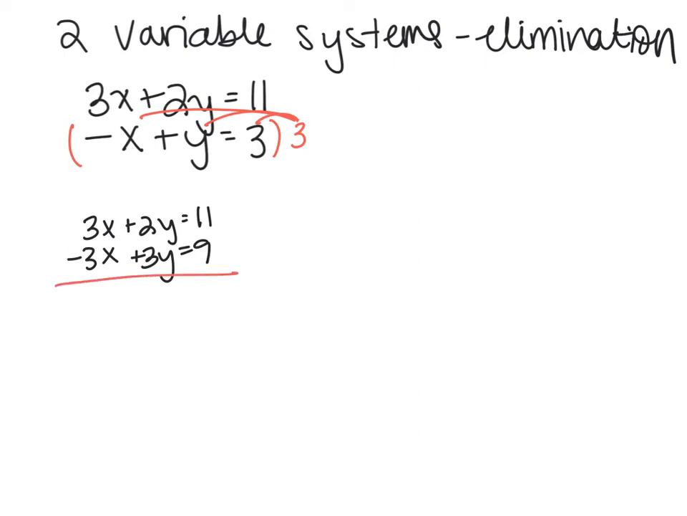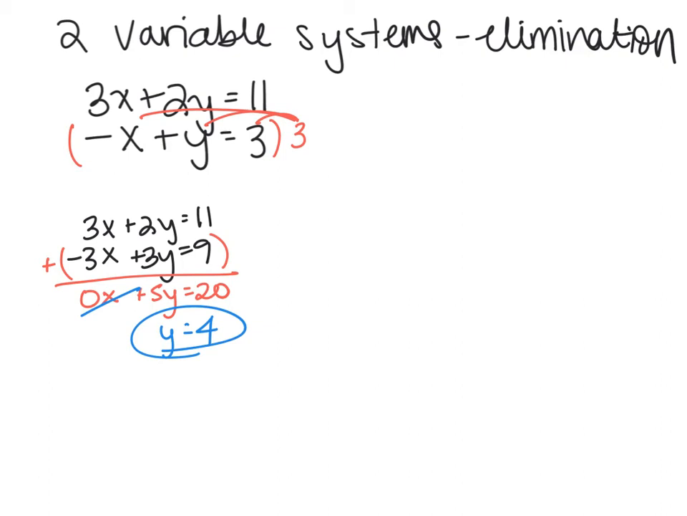So now the whole point is to eliminate a variable. So I'm going to add these 2 together. Since I have opposite signs, they'll go away. 3 plus negative 3 is 0x. Then plus 5y equals 20. And now 0x just goes away. So we have 5y equals 20. Divide by 5. We get y equals 4.